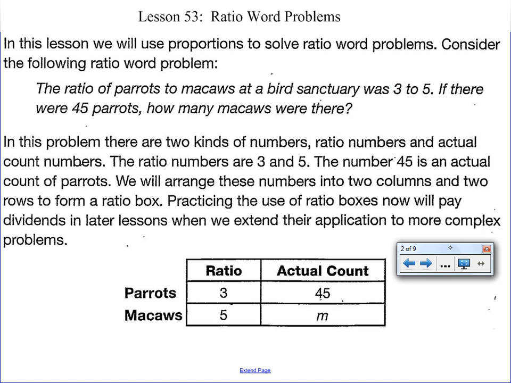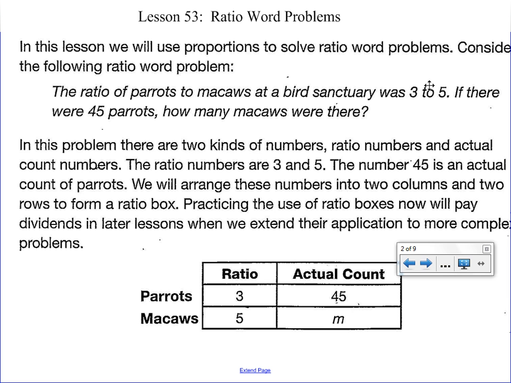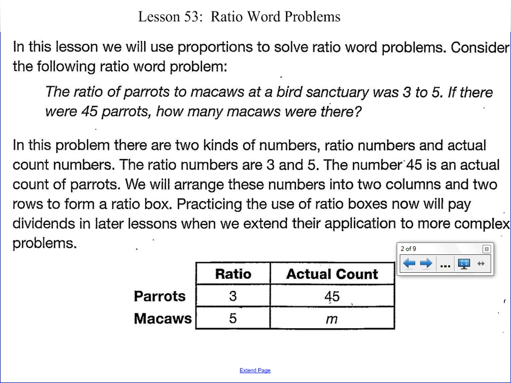What we're talking about today is Lesson 53, Ratio Word Problems. In this lesson, we will use proportions to solve ratio word problems. Consider the following ratio word problem. The ratio of parrots to macaws at a bird sanctuary was 3 to 5. If there were 45 parrots, how many macaws were there?